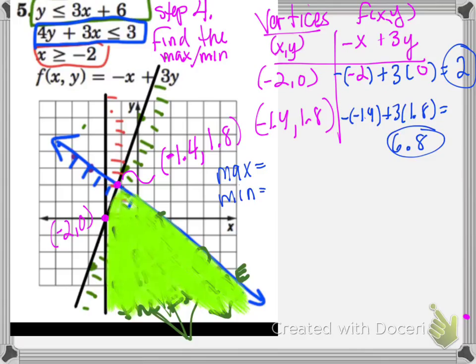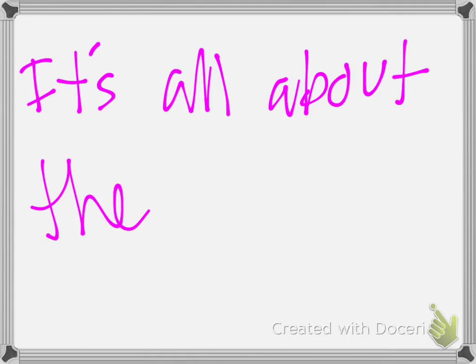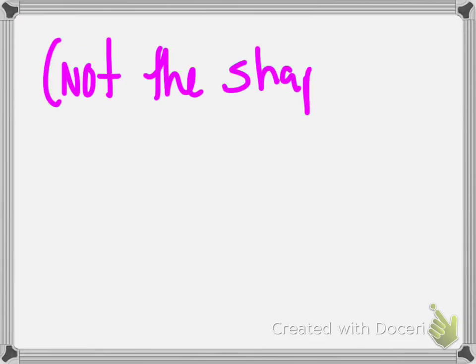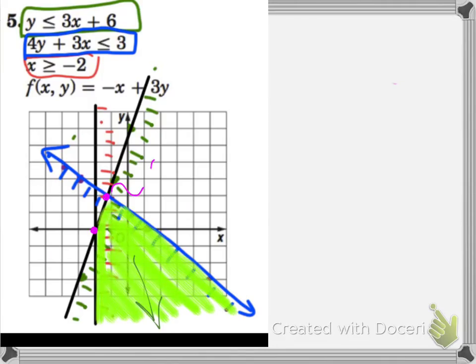Well, we have to consider the optimization function. It's all about the optimization function. That is definitely the key here. It is not about the shape of the graph. So it doesn't matter whether your graph points down or points up or any of that stuff. It's all about the optimization function. So let's explore that a little bit.